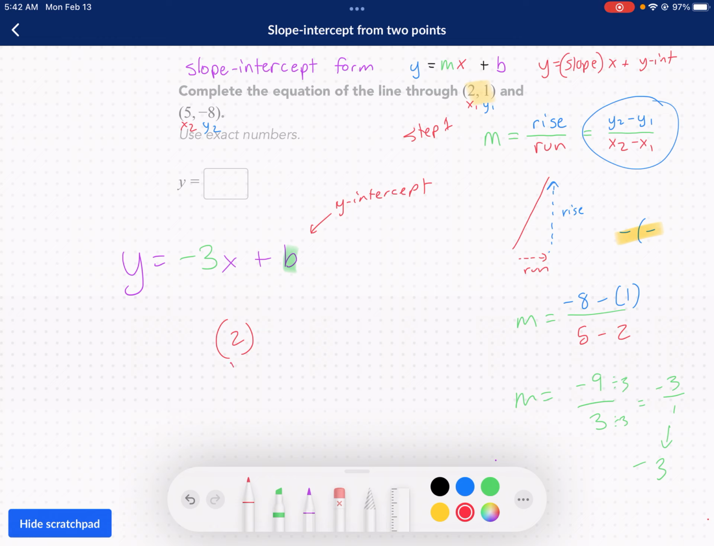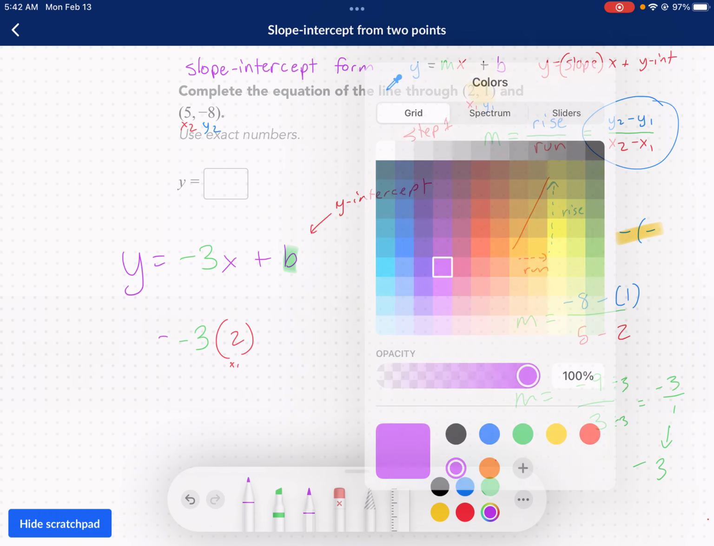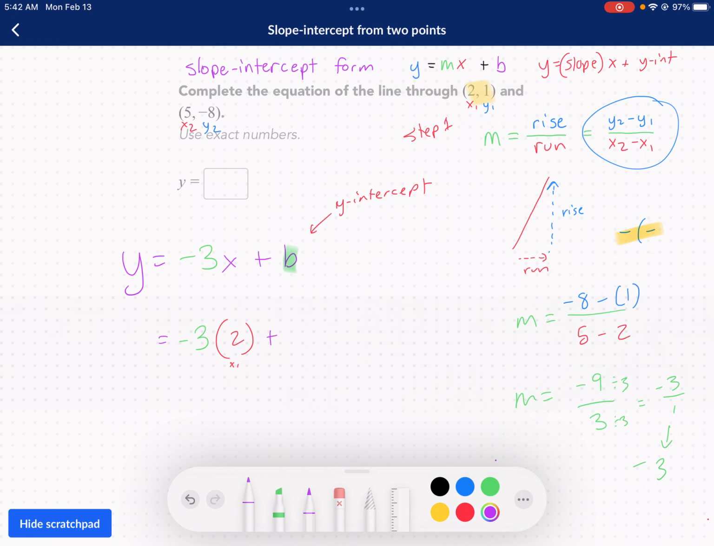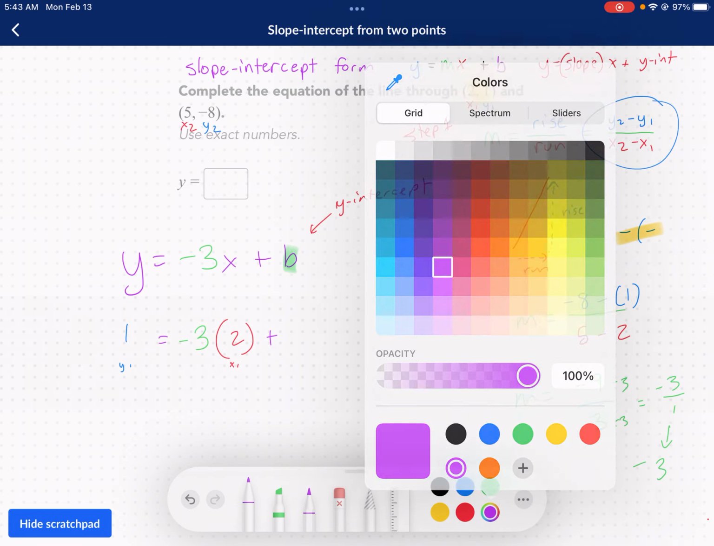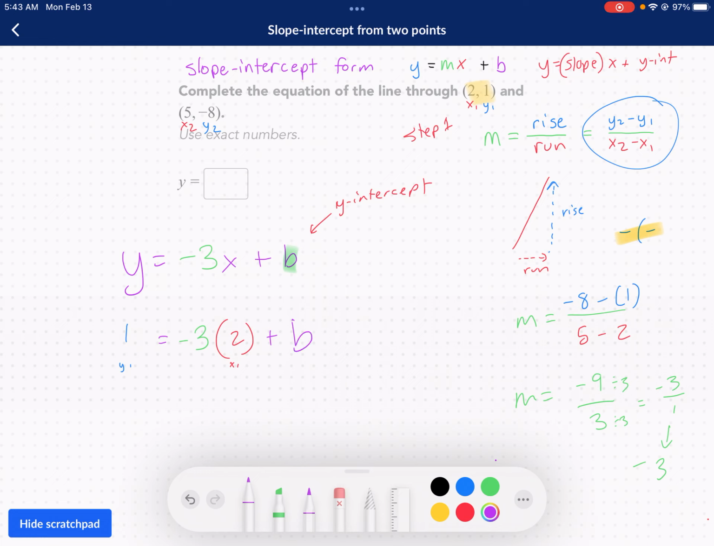That was my x1. I'm just putting x1 underneath it real small. Normally you don't do that, but I just wanted to show you what I'm plugging in. So we have -3 there. I'm going to get my purple out again. Equals plus, and then my y value was y1, right there, so that is 1. And then plus my b, and b is what we're trying to find. That is my y-intercept. So you can see here we have a new equation.